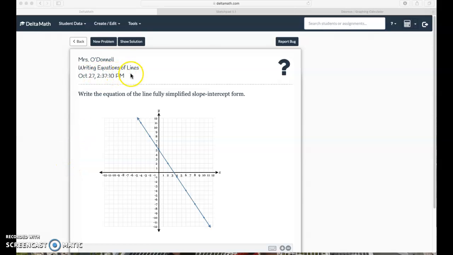Writing equations of lines in Delta Math. Write the equation of the line fully simplified in slope-intercept form. Okay, so slope-intercept form means y equals mx plus b. We have to figure out our slope and our y-intercept.